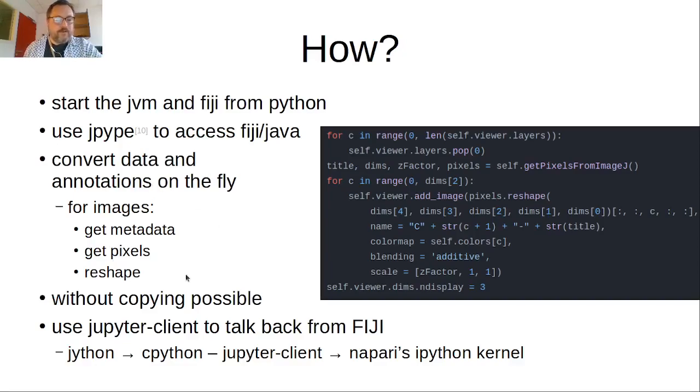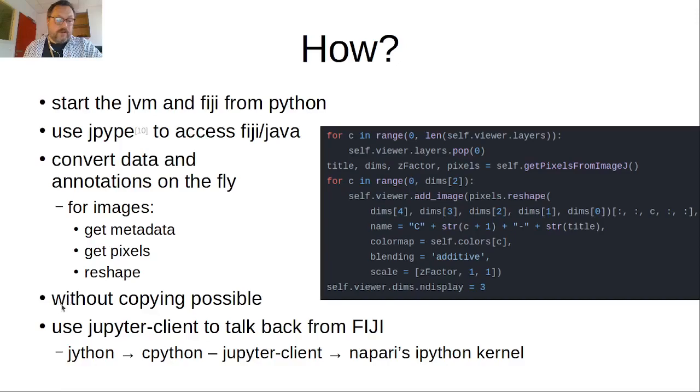For example, for image data, we get the metadata from ImageJ, we get the linear pixel data from ImageJ. We reshape the pixels into the right form according to the metadata, and we create a Napari layer from the image. Now, in principle, this is possible without copying the data, but we didn't really look into this yet.